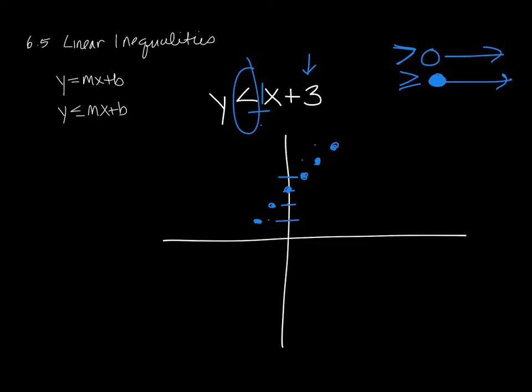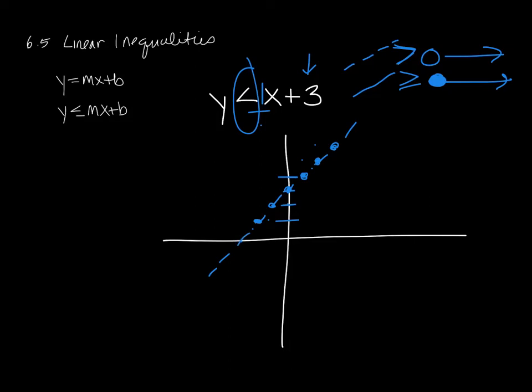Well, in lines, how that transfers is, if it's greater than or equal to, you're going to do a solid line. If it's just greater than, then we're going to do a dashed line. So this one is just less than, which means it's not equal to, which means we do not include the line. So we will put a dotted line through to say that it is not the exact line.